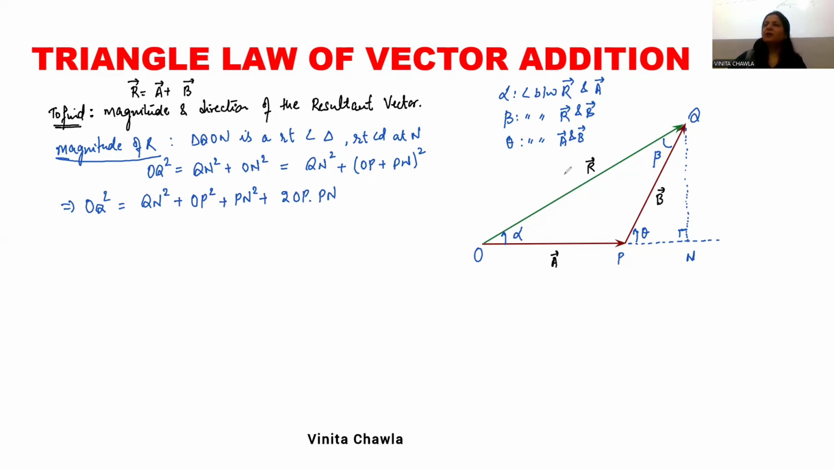So OQ is nothing but R. We are only considering the magnitudes, not the vector form, not the directions. Only magnitude. So OQ is R. We can write R for OQ. It's R square.